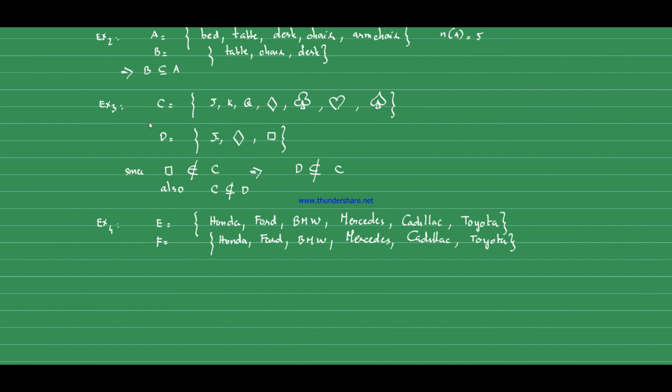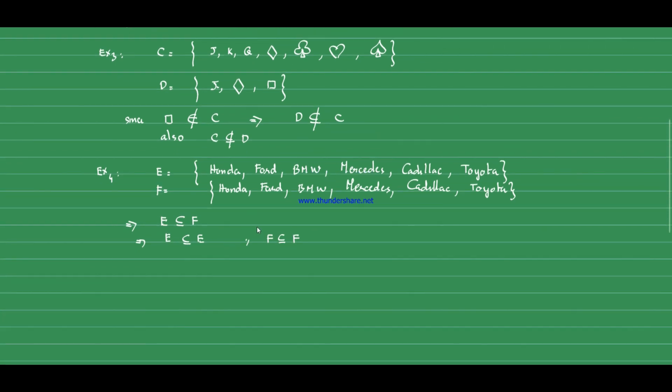Now, based on the definition, we can also conclude that set E is a subset of set F. It looks like they are the same, equal to each other. So I can conclude that set E is actually a subset of itself, and set F is also a subset of itself. So based on this example, what can we conclude? We can conclude that every set is a subset of itself.